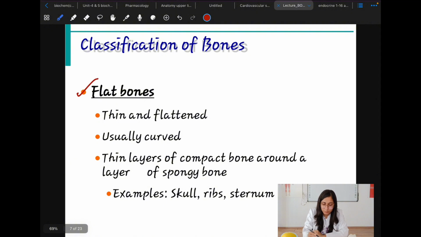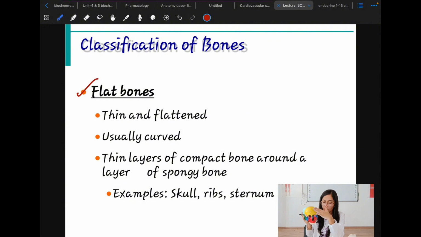Then flat bones. The flat bones are thin and flattened. The name itself suggests that they will be flat in structure, and they are usually curved, like the skull. This is an example of a flat bone. This is the frontal bone. It is an example of a flat bone.